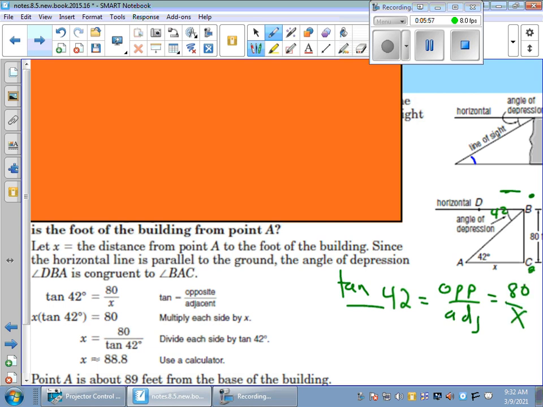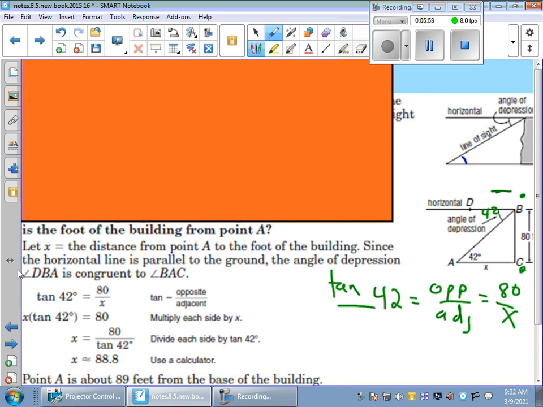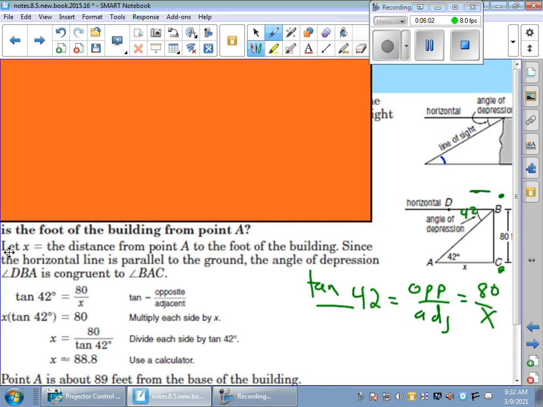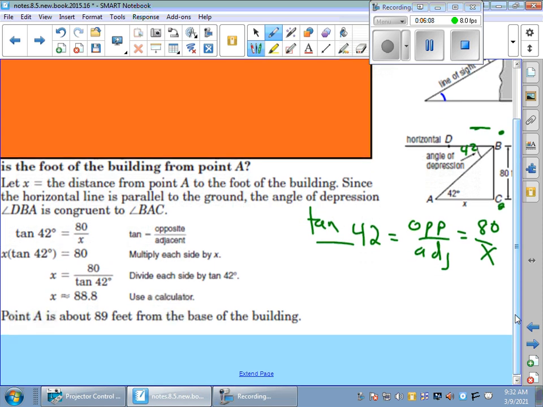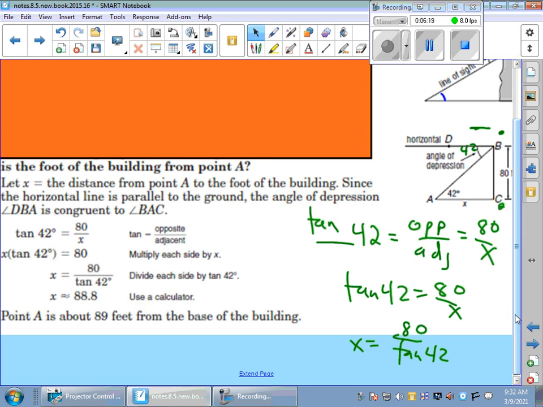So again, if I were to properly solve this, how does that work? So we have the tangent of 42 equals 80 over x. So again, I go x equals 80 over the tangent of 42. And then we output an answer from there, and you can see the answer is about 88.8 feet.